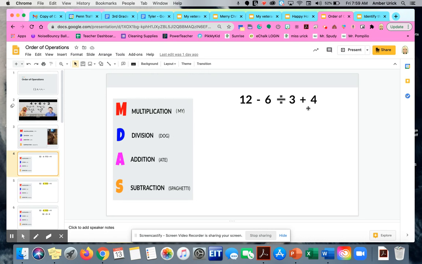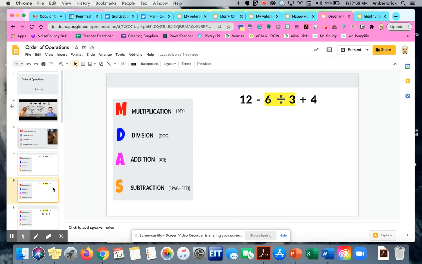Well, if I look to the left and I follow the operations on the poster, the top says multiplication for the M part of the poster. Do you see any multiplication symbols? I see subtraction, I see division, and I see addition. So when I'm referring back to the poster, I do not see any multiplication symbols. Do you? Right. So then I'm going to come down a step on the poster to the dog part or the division part. Do you see any division? I see some division symbols here.